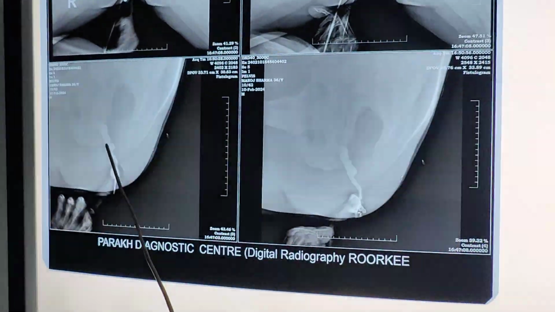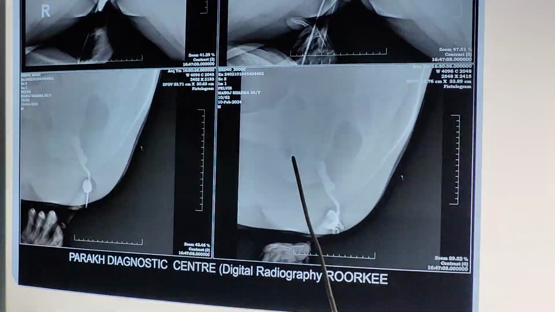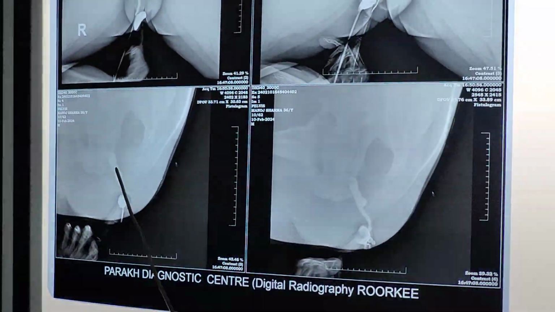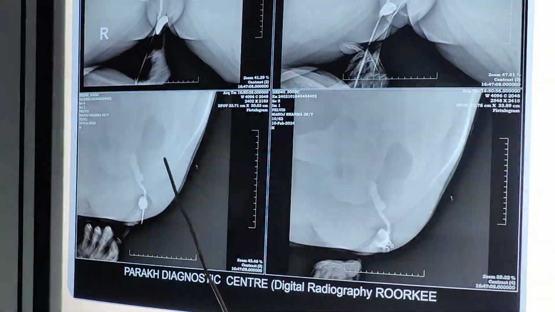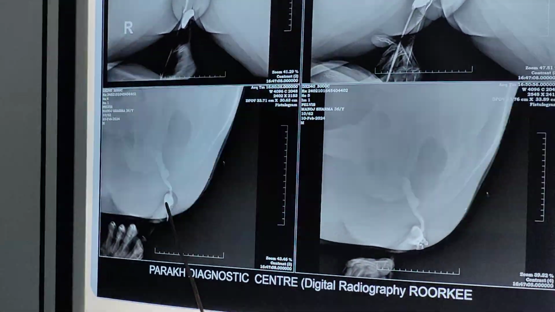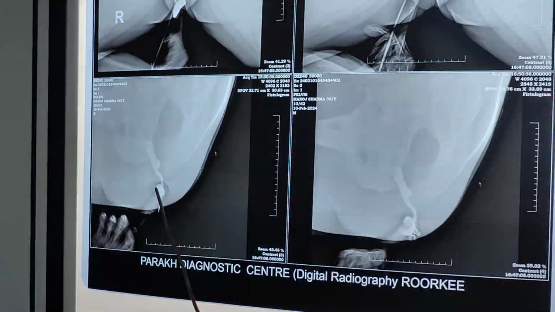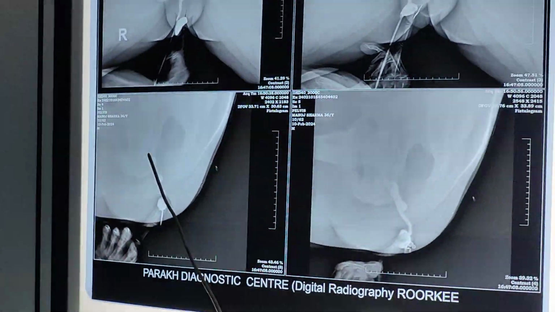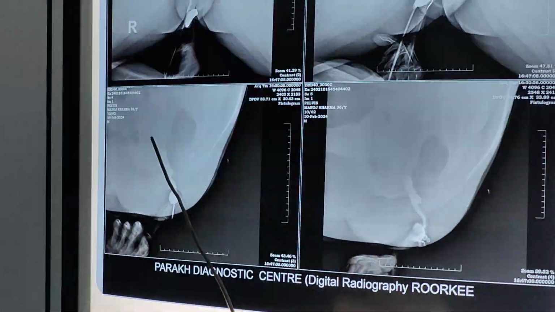You can see both the films in lateral view. This is the sacral bone, and this is the rectum. This is the pre-sacral fascia behind it, and this is the lower part of the rectum, and this is the catheter. You can see the dye is injected from this area, and it reaches up to the lower part of the rectum by crossing the anorectal junction.